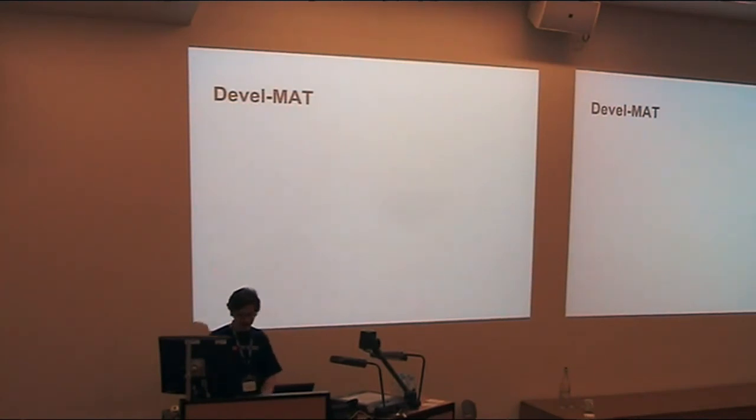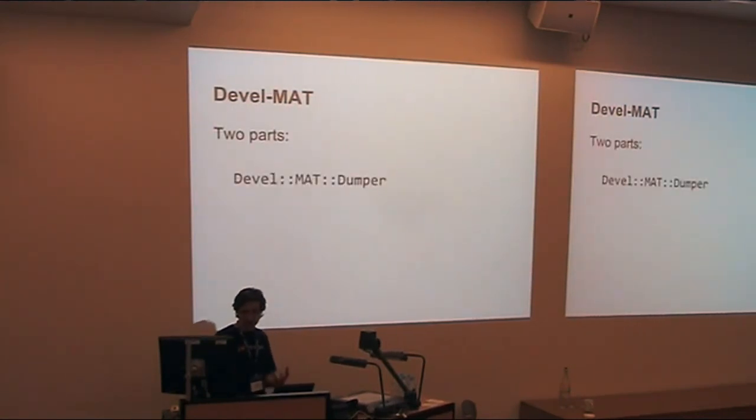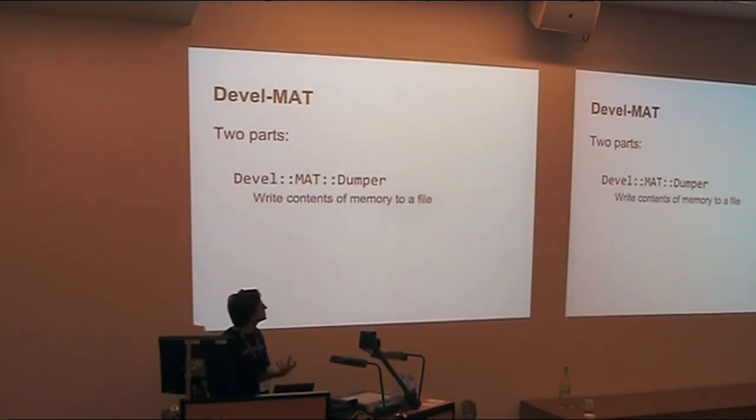So Devel::MAT, how does that work? Well, it comes in two parts. There's the dumper part, and that writes the entire contents of the process to a file. So everything that was in memory gets splattered out to a file.